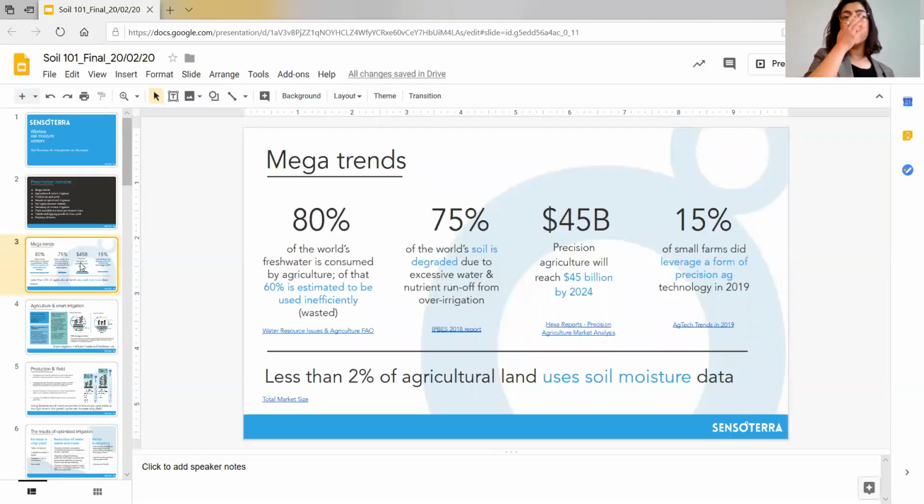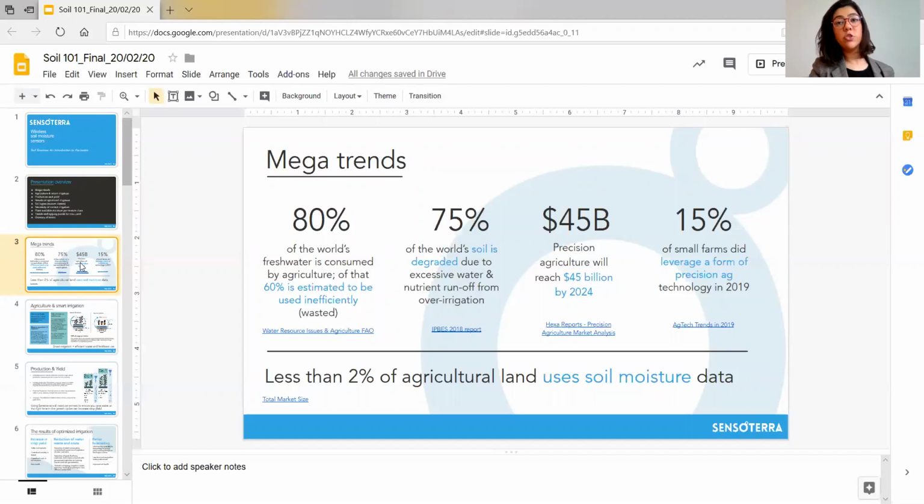To start with the megatrends, 80% of the world's fresh water is consumed by agriculture. Of that, 60% is estimated to be used inefficiently. So we're talking about 60% out of 80% being some kind of water waste, which is a lot. At the same time, 75% of the world's soil is degraded somehow due to excessive water and nutrients runoff from over-irrigation. So we know that over-irrigation is a problem, and how can we find solutions using precision agriculture?